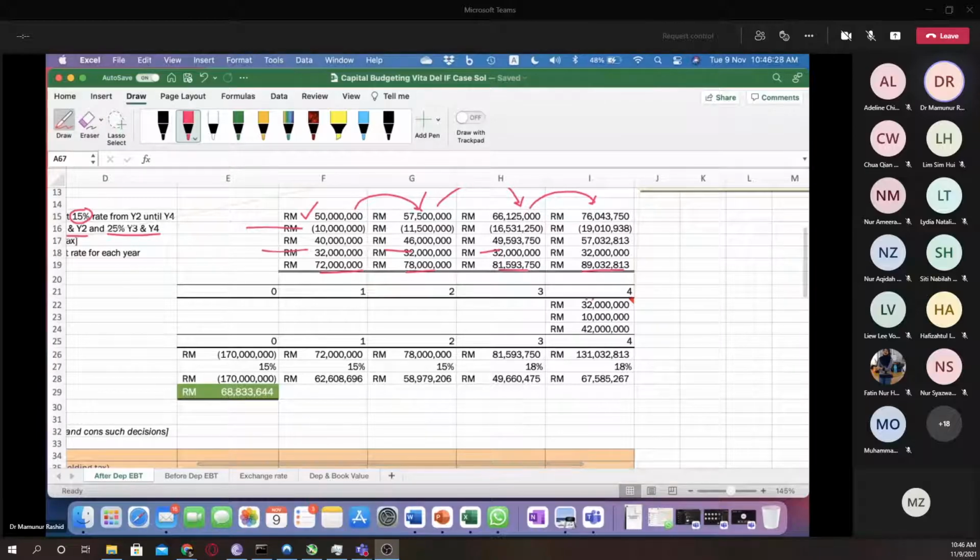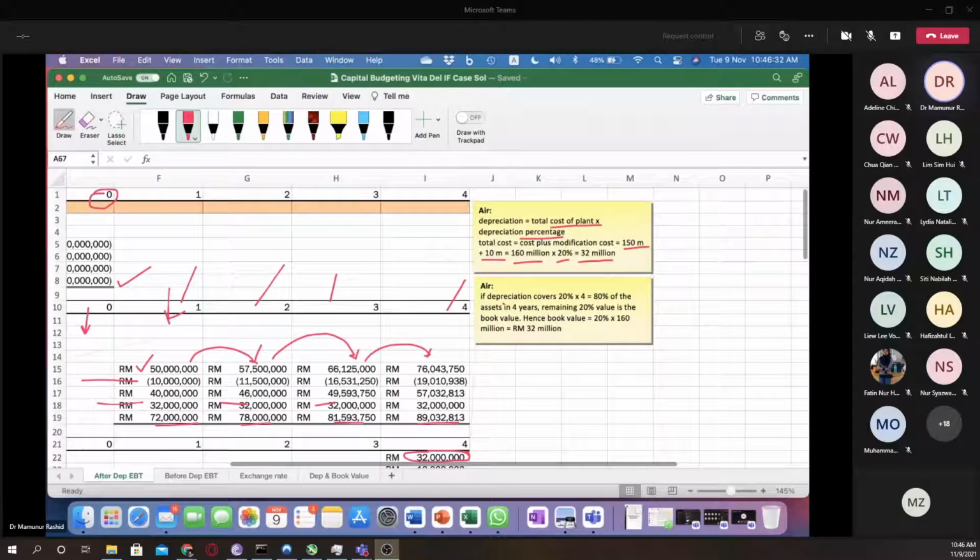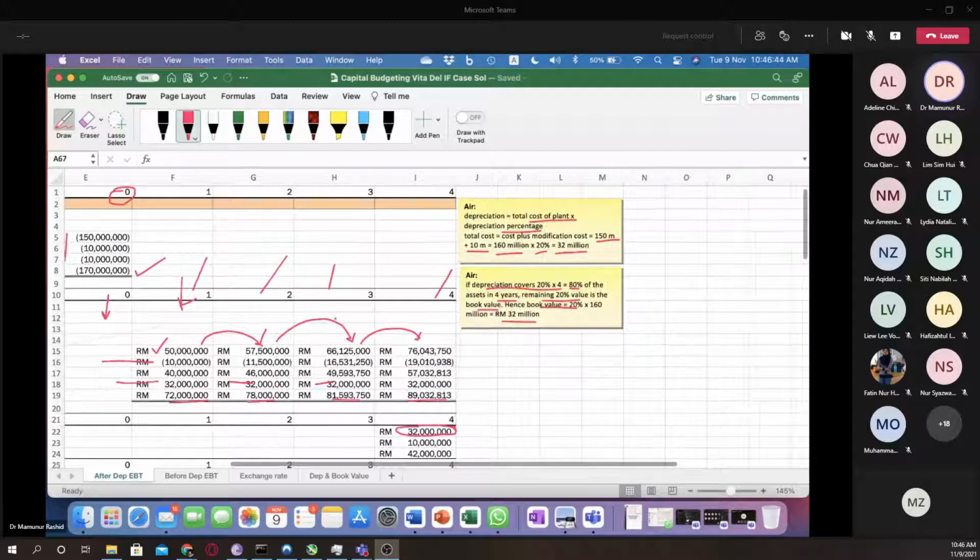So this is 32 million. And there is a note given here. You can go to the note. If depreciation covers 20% multiplied by 4, 80% of the machine in 4 years, the remaining 20% value is the book value. Hence, the book value is 20% of 160 million, which is RM 32 million.